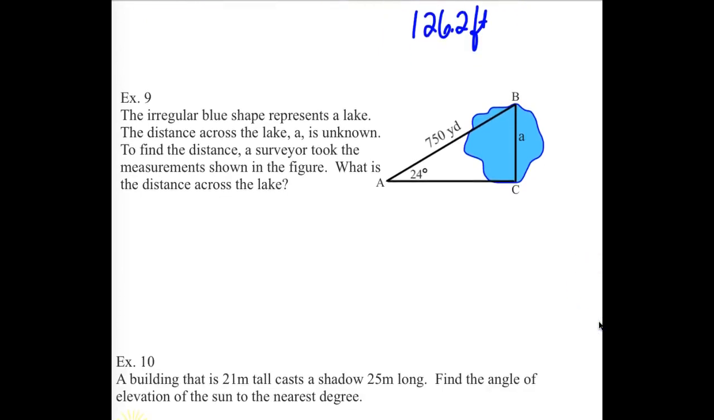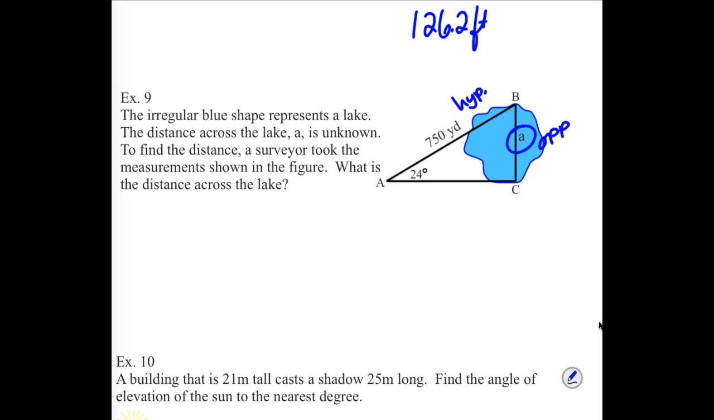All right. Question 9. The irregular blue shape represents a lake. The distance across the lake A is unknown. To find the distance, a surveyor took the measurements shown in the figure. What is the distance across the lake? So we know we have a side here that's 750. We know we have an angle that's 24, and we're trying to find this side over there. Which trig function should we use? Sine, because this would be opposite, and this would be hypotenuse.